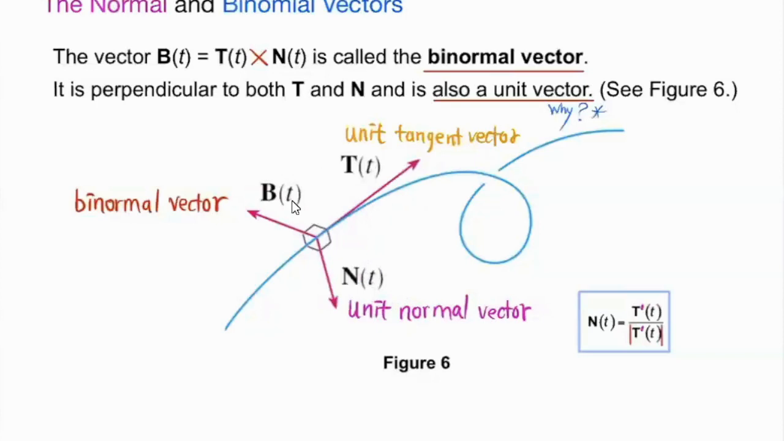So how are they all related? Let's look at this picture. We have this unit tangent vector, and then we have this unit normal vector, and the cross product of this T and N is this B, and that's called the binormal vector. So they are all orthogonal to each other. The cross product of T and N is also a unit vector.